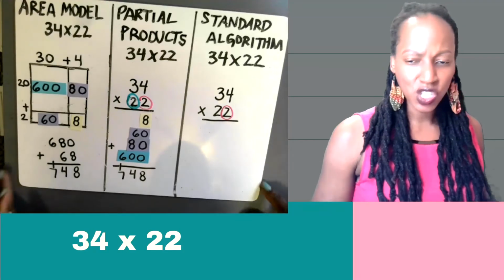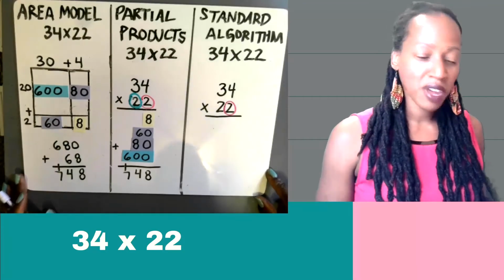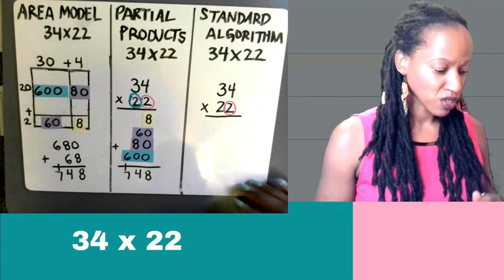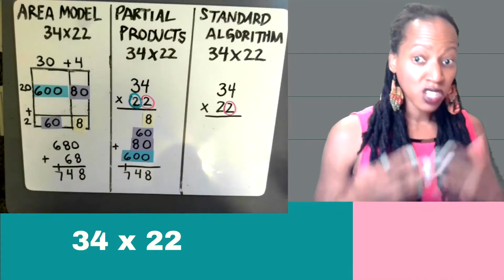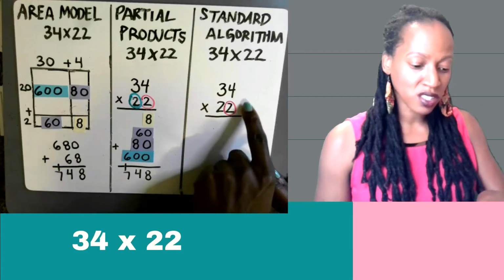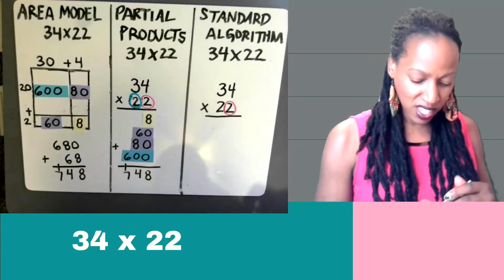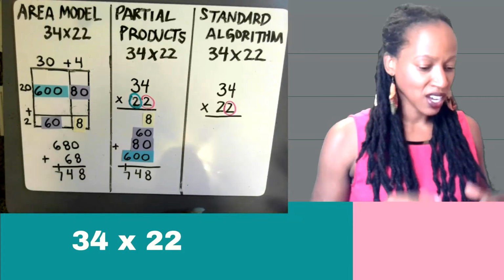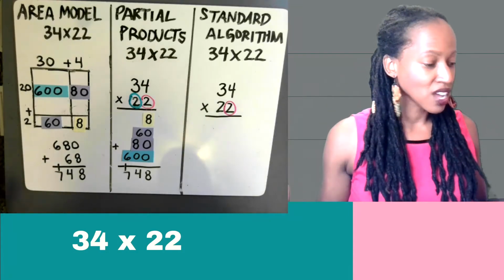The last connection we want to make is a connection to the standard algorithm. How do all of these relate? So you'll notice in the standard algorithm, what I'm doing again is I begin with that 2 in the ones place, and I'm going to multiply, just like if I were to break it apart in the area model.